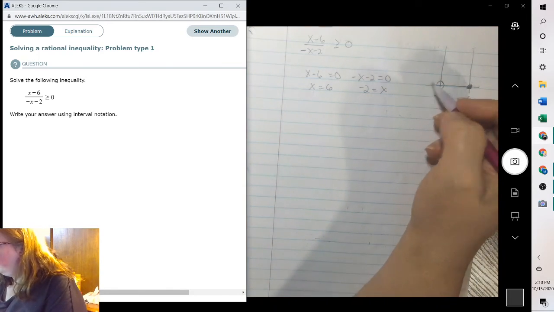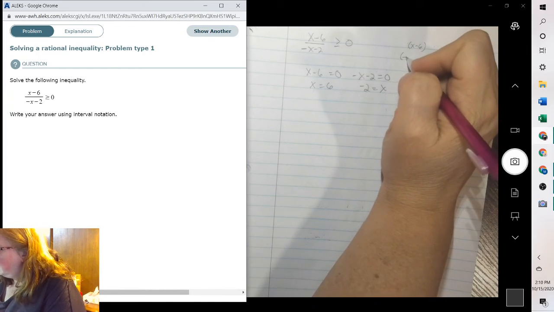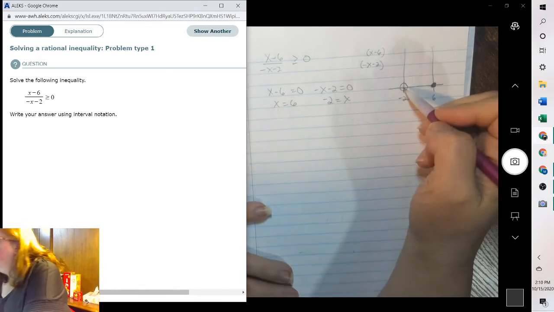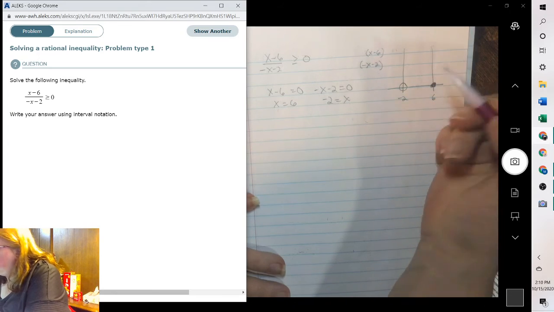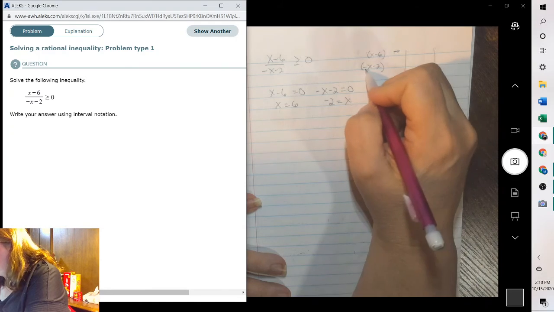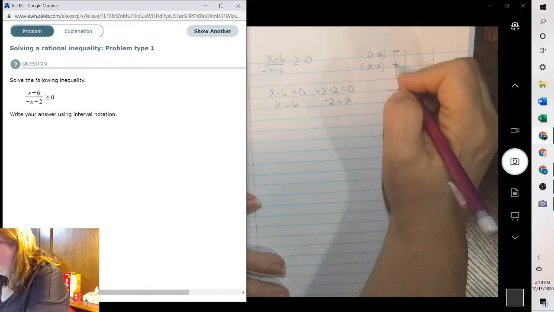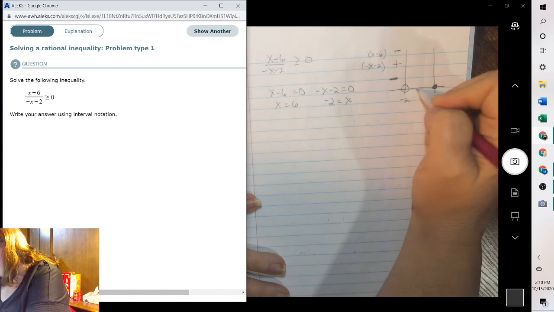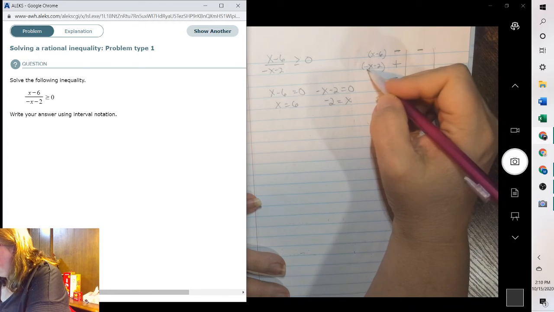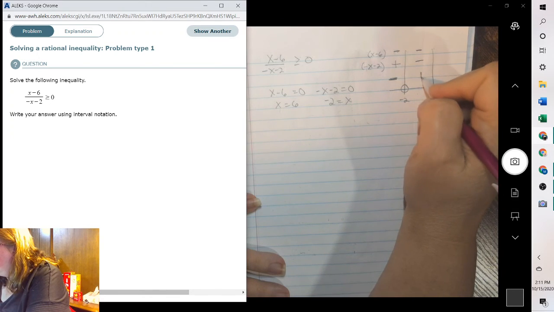Testing points, if we write our quantities first, x minus 6 and negative x minus 2. Okay, so we pick a point to the left, negative 3. Negative 3 minus 6 is negative. Negative 3 times the negative makes it a positive. 3 minus 2 is positive. A negative and a positive is a negative. Between here we can check 0. 0 minus 6 is negative, and 0 here is also negative. A negative and a negative is a positive.